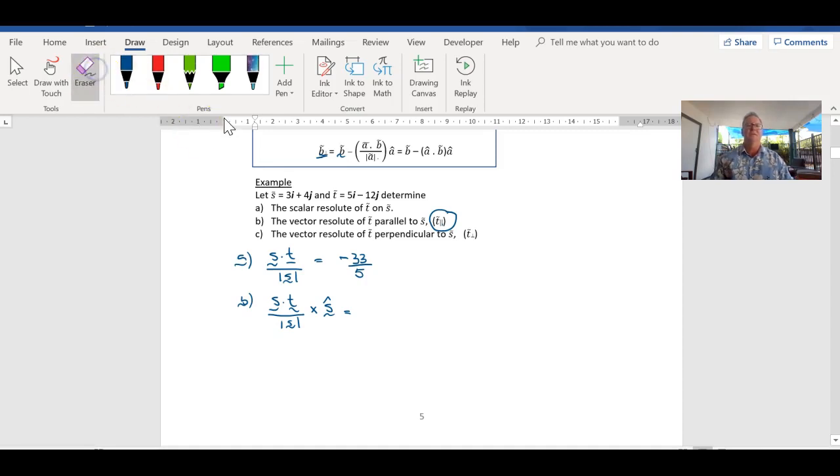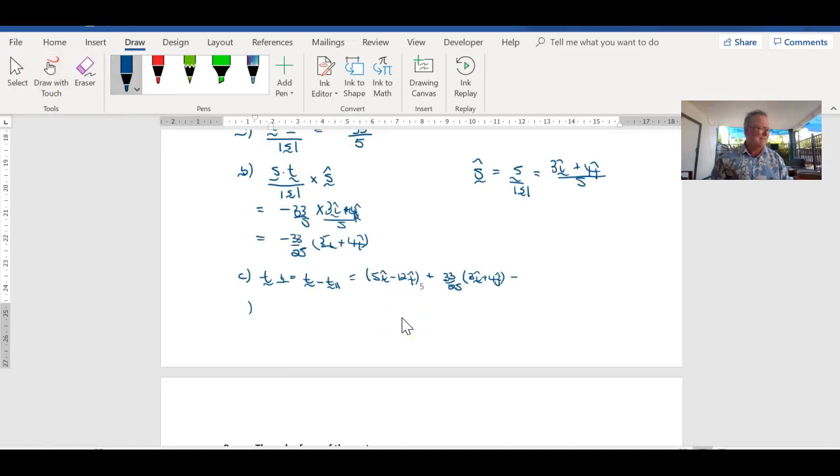Let me just go to this side, just over here on the little sidebar. What would that unit vector S be? That would be the vector S divided by its norm. The vector S was 3i plus 4j, and the norm of it was the square root of 3 squared plus 4 squared, which is 5. So putting all that together back over here, that would be negative 33 on 5. Excuse me a moment.